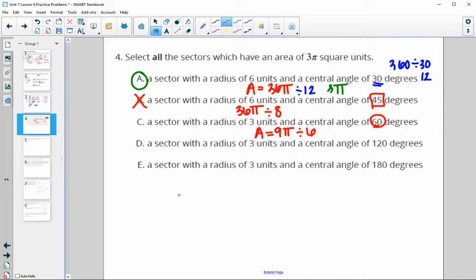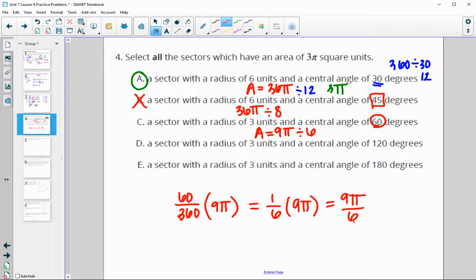You can also be doing the central angle divided by 360 this way and multiplying if you want to. Okay, so 60 over 360 is a fraction of 1/6 because both of those divide by 60. So 1/6 of 9 pi ends up being 9 pi divided by 6. And 9 pi divided by 6 is not 3 pi.